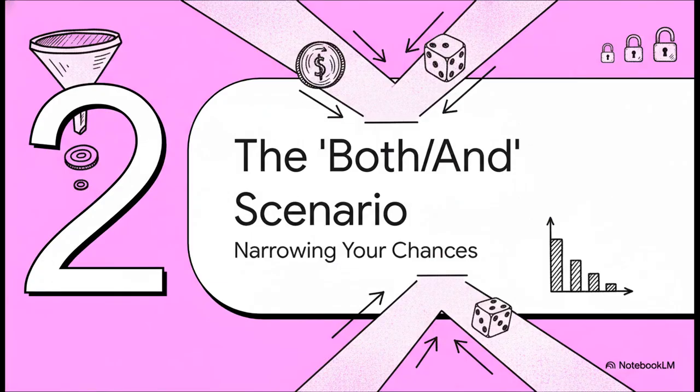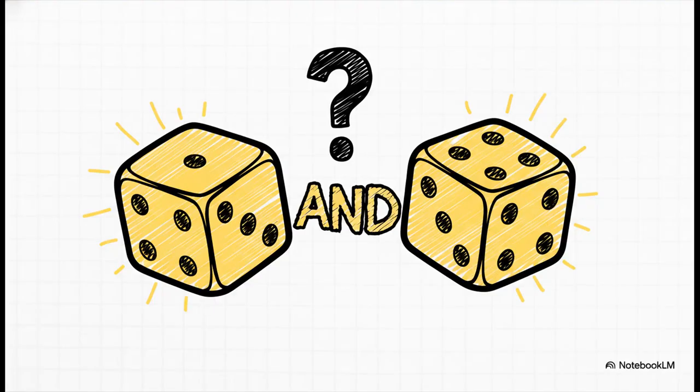All right, now for the flip side. If OR is your helpful friend, AND is, well, it's the one that makes things a lot harder. This is the both-and scenario, where you need multiple things to happen in a row. And as you can probably guess, this narrows your chances a lot. The classic example is rolling dice. Imagine you've got 2 of them.